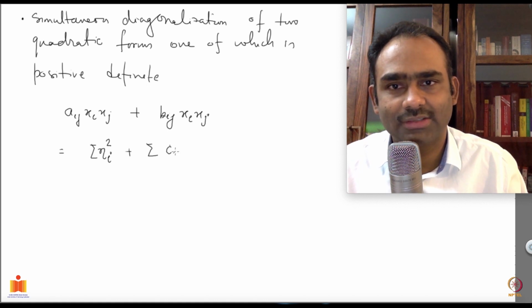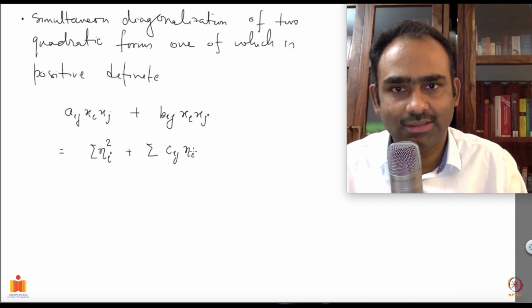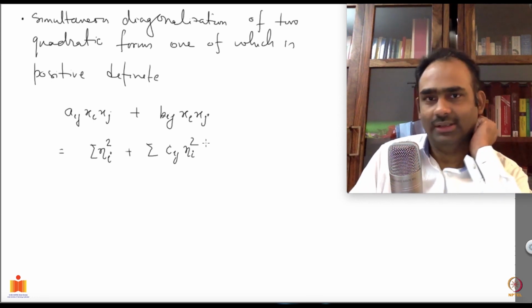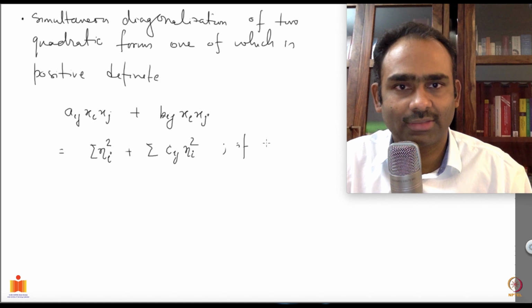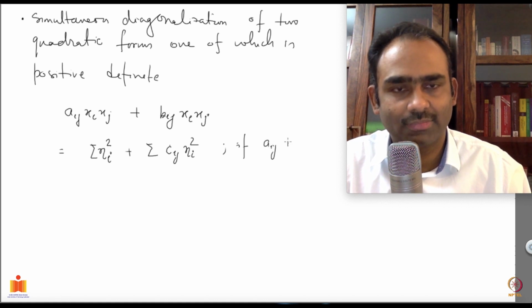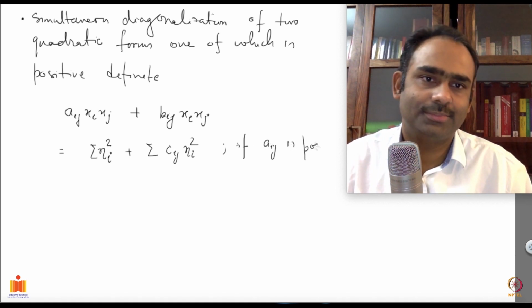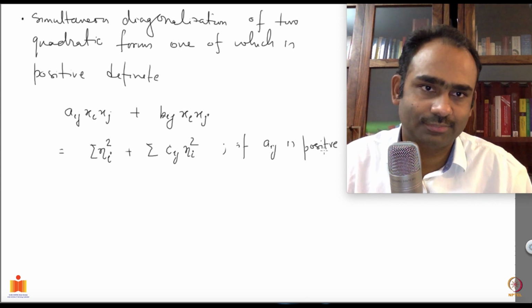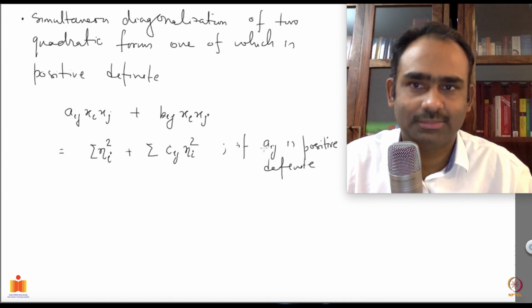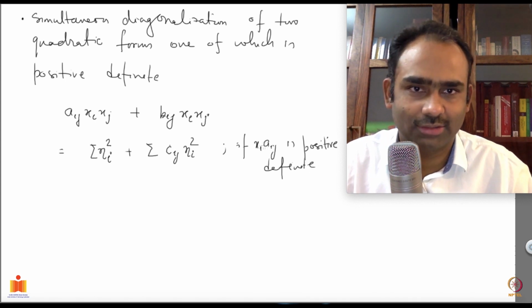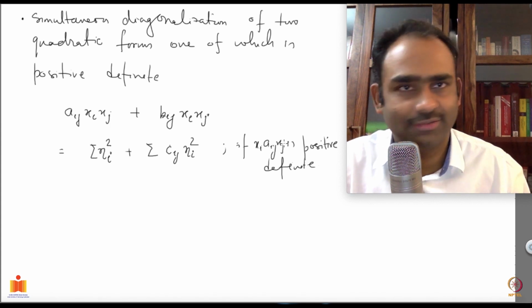Let's say Cij eta i squared. That's the claim, provided Aij is a positive definite matrix. I mean, you can also say this is a positive definite form, either way.